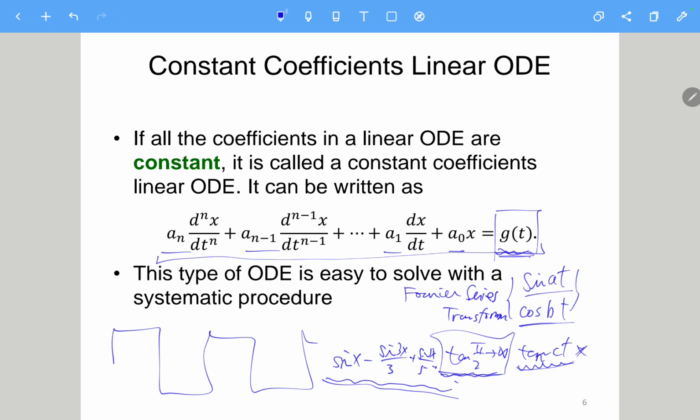And if it is a non-periodic function, we will need the Fourier transform rather than a Fourier series. It is a bit more complicated, but generally it means that for an arbitrary function, we can use sinusoidals to represent it, to decompose it. So in this sense, sine and cosine will occur frequently.